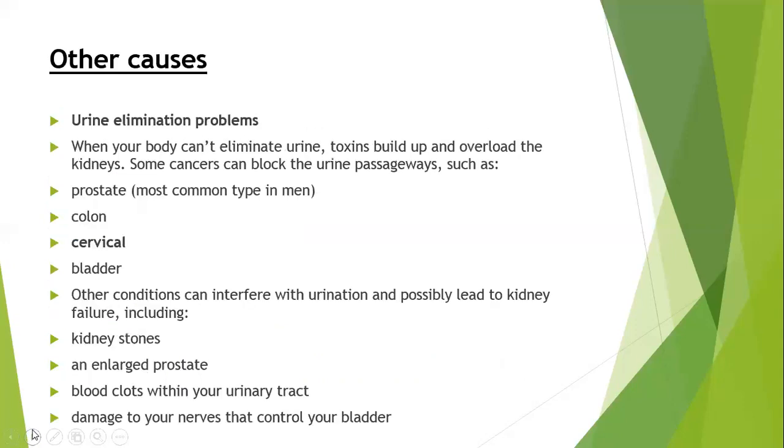Other causes: urine elimination problem. When the body can't eliminate urine, toxins build up and overload the kidneys. Some cancers can also block the urine passageway. Prostate, most common type in men. Some people have prostatomegaly now, this is very common. Colon, cervical, bladder. Other conditions can interfere with urination and possibly lead to kidney failure, like kidney stones, we know the renal calculi, enlarged prostate, blood clots within your urinary tract, damage to nerves that control your bladder. So these are other clinical causes that can lead to chronic renal failure or kidney disease.